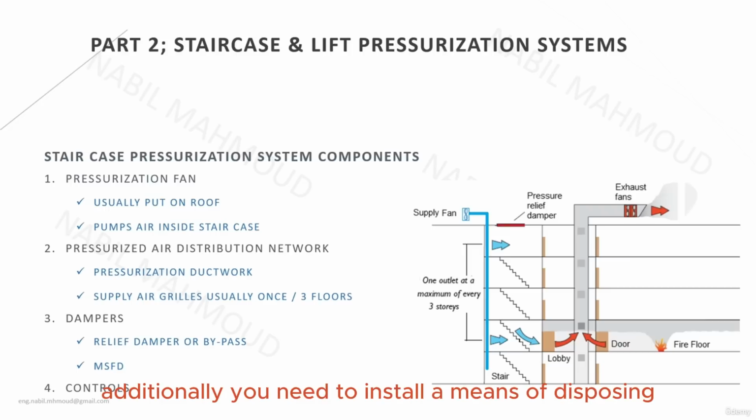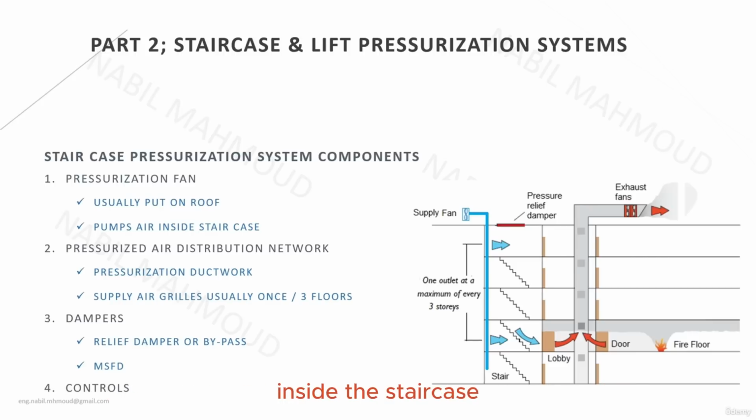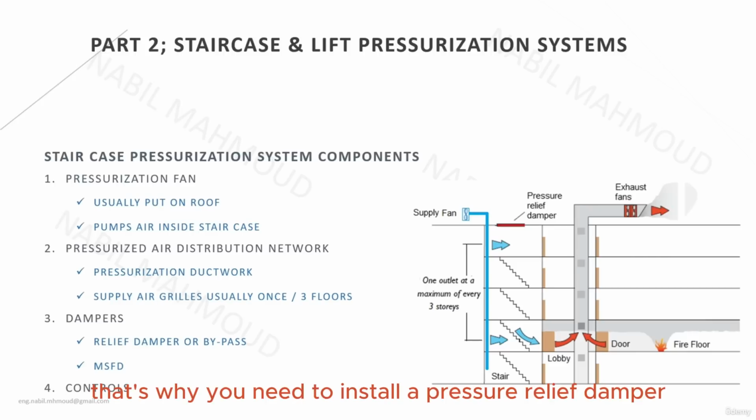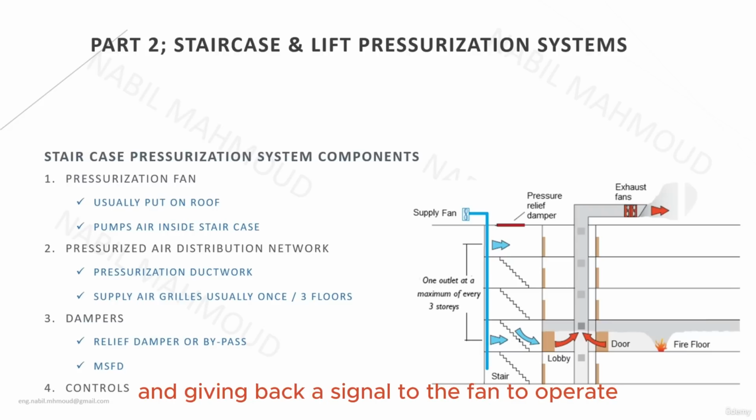Additionally, you need to install a means of disposing of the excessive pressure accumulation inside the staircase. That's why you need to install a pressure relief damper. The pressure relief damper can be installed at high level or at wall mounted levels. And lastly, the controls and the sensors that sense the level of the pressurization and give back a signal to the fan to activate or deactivate.